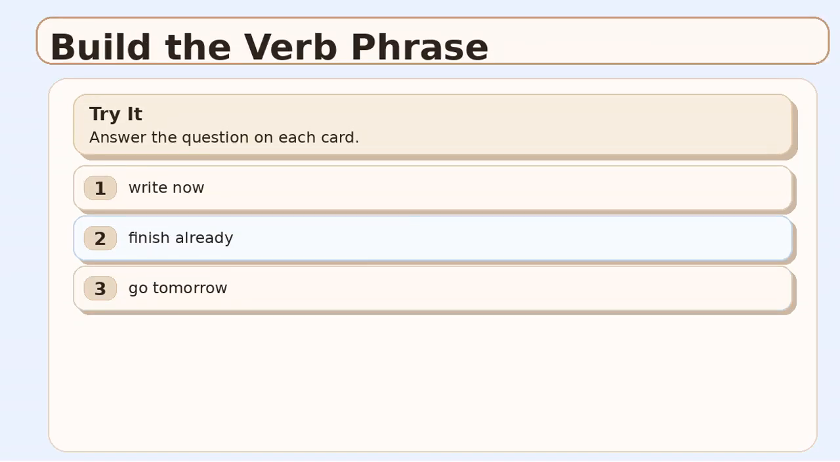Now let us build full verb phrases from short ideas. Right now becomes is writing now because the action is happening at the present moment. Finish already becomes has already finished because it shows completion before now. Go tomorrow becomes will go tomorrow because the idea points to the future. This exercise shows how helping verbs and main verbs combine to create clear time meaning.